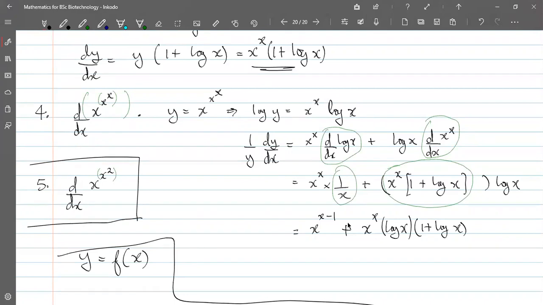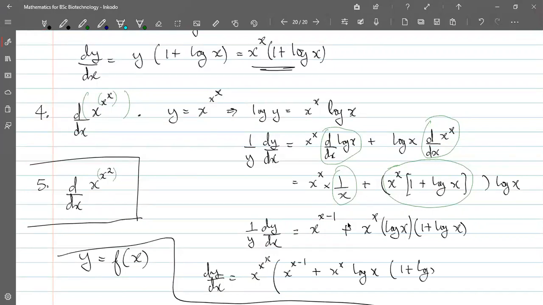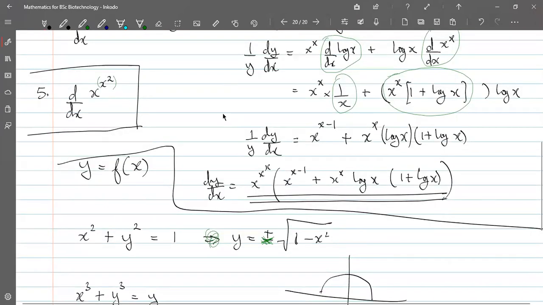This is not the final answer. This is 1 by y dy by dx. And so dy by dx is equal to y times this. But what is y? I'll not write an additional step because of lack of space. Y is again the original function, this one. So I substitute that here and then multiply by this. So x to the x minus 1 plus x to the x log x, 1 plus log x. Okay. So if you want, you can further multiply this inside and get x to the x plus x minus 1 plus x to the x plus x to the x, because all these will get combined, and then these.